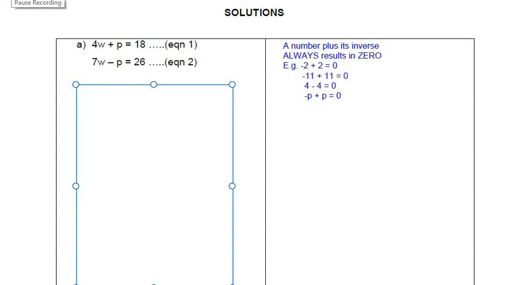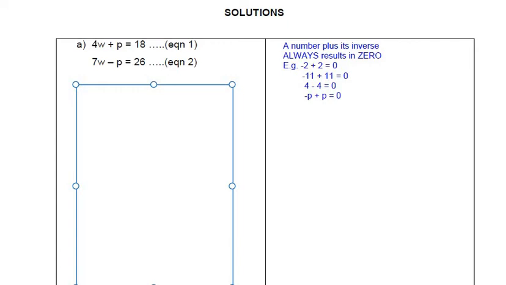Hi students. Alright, so today we're going to be solving simultaneous equations. And in this case, we're going to solve simultaneous equations using the elimination method, and particularly when the two signs in each equation are different, meaning one equation has a plus sign that separates the variables and the other has a minus sign.